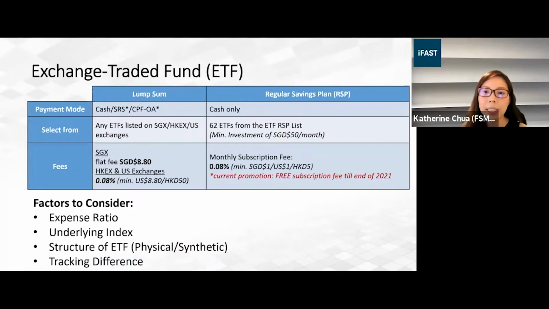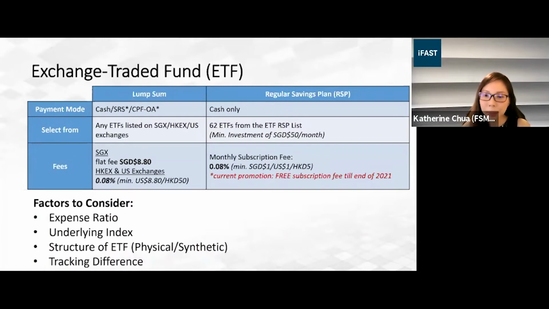Currently, there's an ongoing promotion for the ETF regular savings plan. We are waiving the monthly subscription fee of 0.08% every month till the end of this year. Personally, I've also picked up a few ETFs to start my RSP on because this is a very attractive offer. Essentially, it's a free of charge investment.